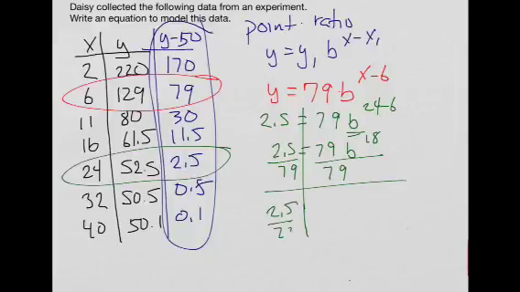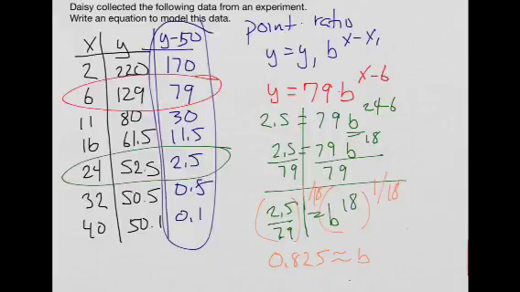2.5 divided by 79 equals b to the 18th. And again, to undo my power, I'm going to use the reciprocal power. So I take everything to the 1/18th power. And 2.5 divided by 79 to the 1/18th power is going to be about 0.825. So that's my value for b.